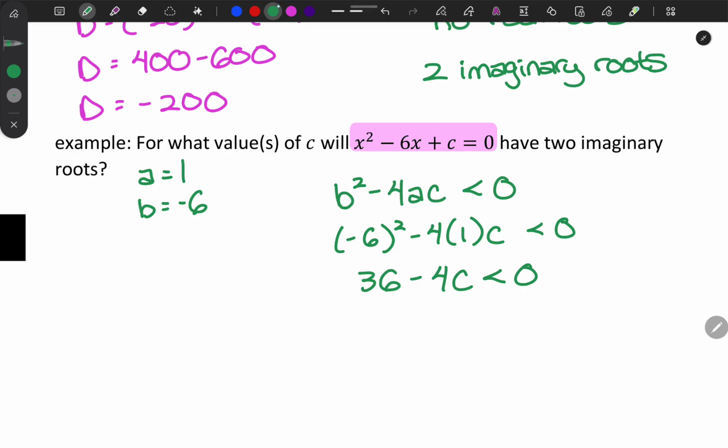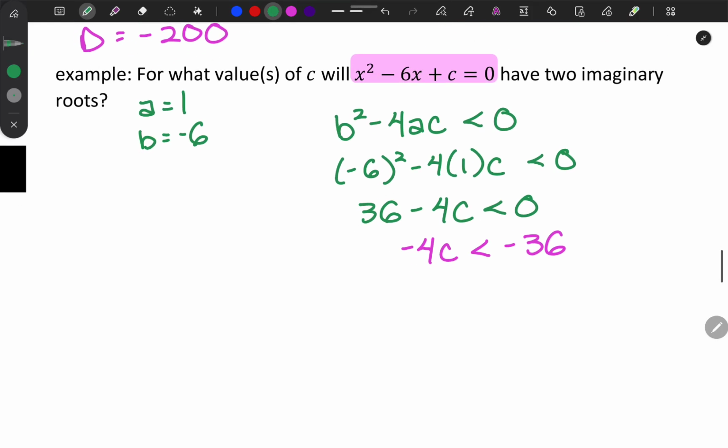I'm going to subtract 36 from both sides of the inequality, so minus 4c is less than negative 36. In my next step, I would like to divide by negative 4, but this is where the extra step comes into play. When you're solving an inequality, if you multiply or divide by a negative number, it's going to change the direction of the inequality. So when we divide, we get c and positive 9, but we now get c is greater than 9.